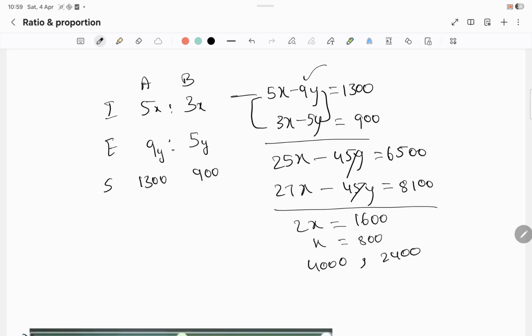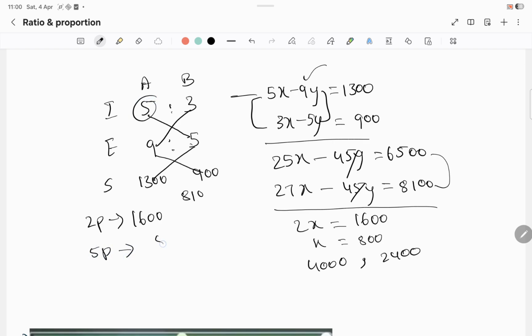There is one more method. First you eliminate the y. This is cross multiplication: 25, 27, the difference is 2 parts. Then the other cross multiplication: 8100 and 6500, the difference is 1600. Done. Then 5 parts is how much? 2 parts is 1600, so 5 parts will be 5 by 2 into 1600, which is 4000. If the numerator becomes 4000, the denominator also should be multiplied by the same number, so 2400.